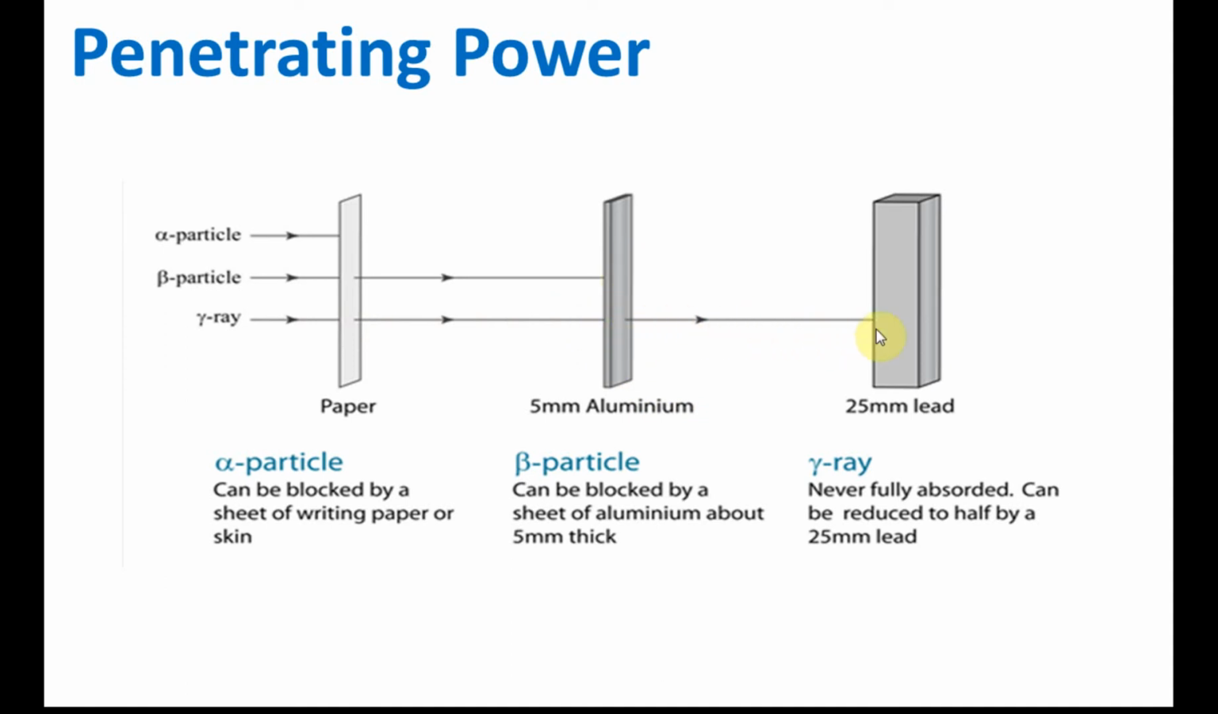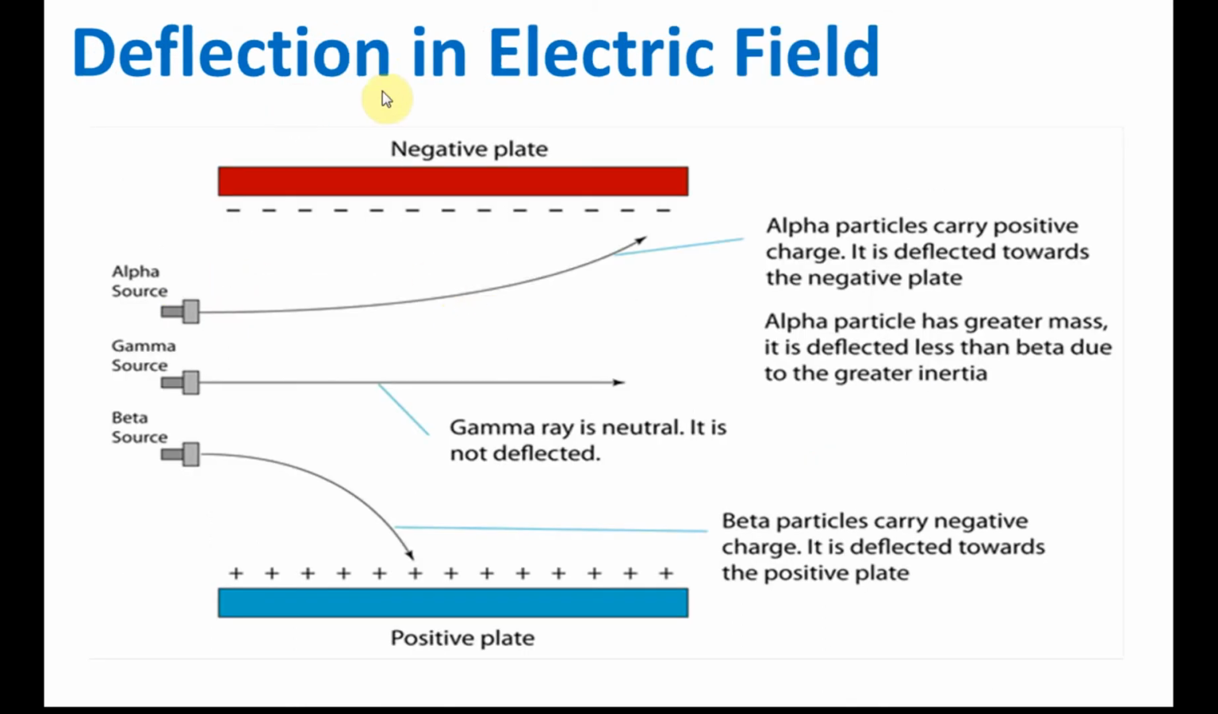Gamma can be greatly reduced, not 100% blocked, but greatly reduced by 25 mm of lead. So it's never fully absorbed, but can be reduced to half by 25 mm of lead. So alpha has very low penetrating power, gamma has very high penetrating power, and the penetrating power of beta is moderate.